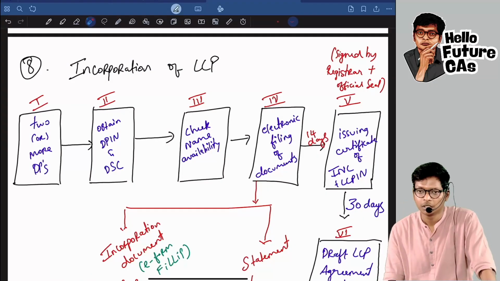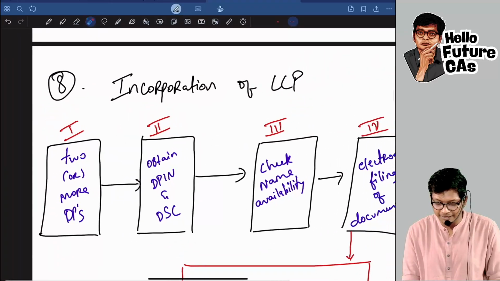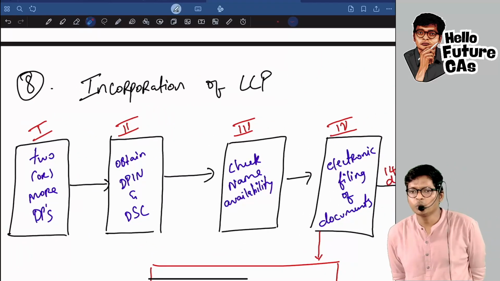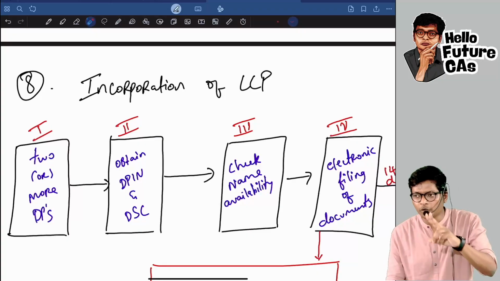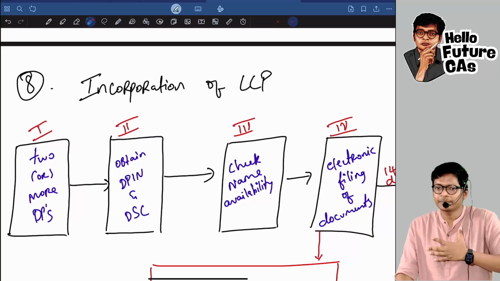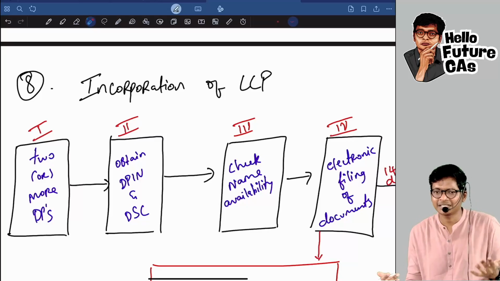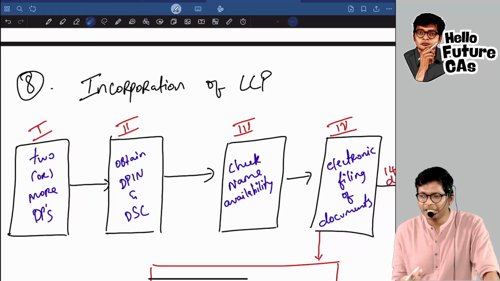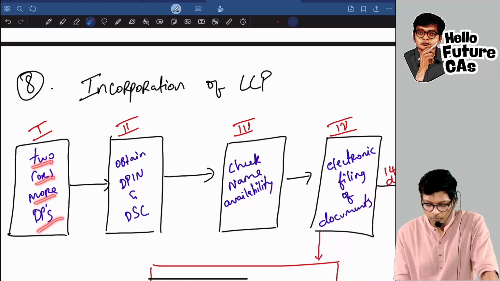That's it. Okay, step 1, in exam, point number 1. Let me explain like a story, guys. When you want to incorporate an LLP, first you need 2 or more partners, and you also need 2 or more DPs. Let's say myself and let's say Elon Musk are starting an LLP, then we need to have minimum 2 DPs. So first is to get 2 or more DPs.